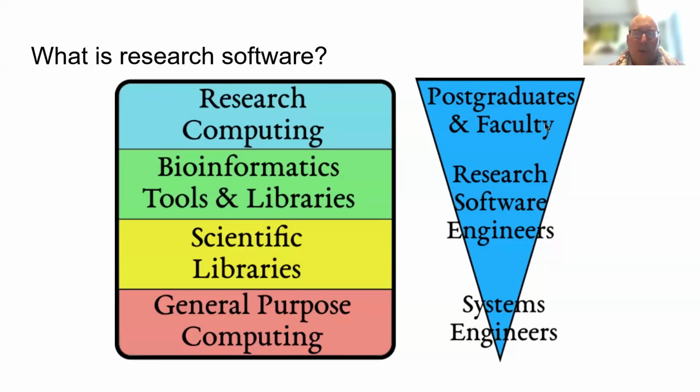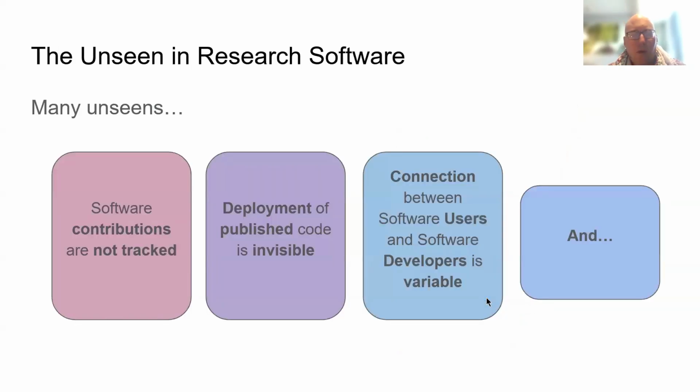And then who's doing this? As I said, postgraduates and faculty. Down at the bottom, we have what I call systems engineers. I prefer this term to systems administrators, although I haven't entirely come up with a term that I feel is easy to understand, because these are people who are building the research computing systems, not just running them. And then ideally in the middle, you've got some research software engineers. But institutional support tends to be well oriented around this side, not so well oriented down here. And that is echoed in terms of the unseen in research software.